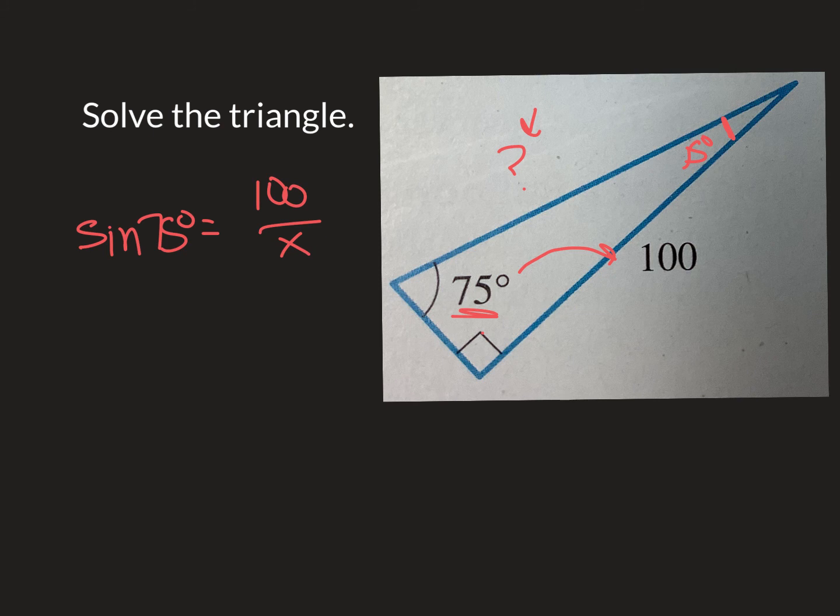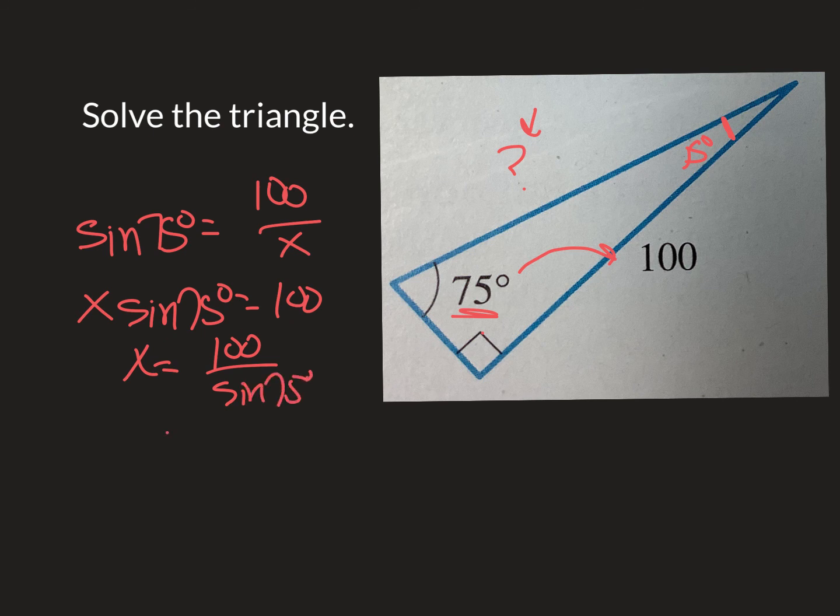But what I'm going to do is I'm going to get rid of the fraction. So multiply both sides by x, like this. All right. And then to get the x, I'm going to divide both sides by sine 75. And that tomorrow I'm going to show you. We're just going to go straight to that step. Okay, so I'm just going to take my calculator, 100 divided by sine 75, and I get 103.5. That's the hypotenuse, 103.5. So that side right up there, 103.5.